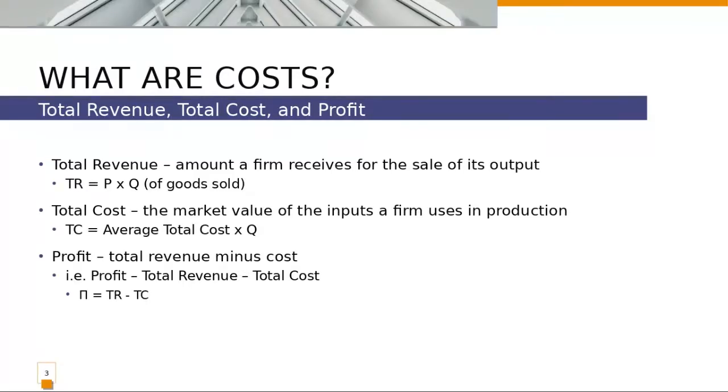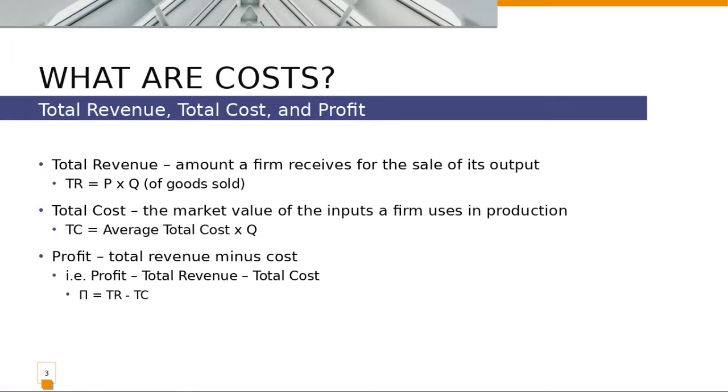Now, apologies here, you should be seeing a slide. This is chapter 13, production costs facing firms. What are costs? Well, ultimately, let's consider for a moment what we're interested in. Ultimately, we know that all firms are interested in profit. To get profit, we first have to consider total revenue, i.e. the amount a firm receives for the sale of its output.